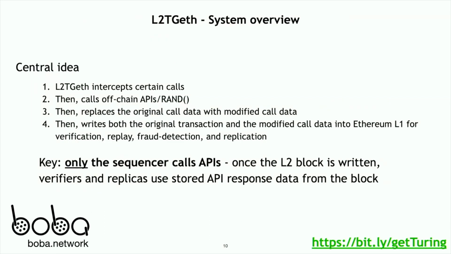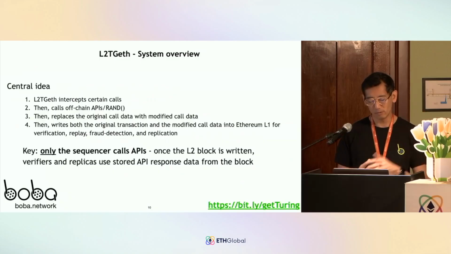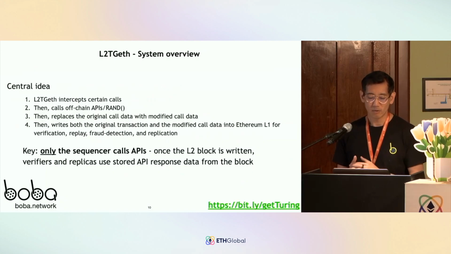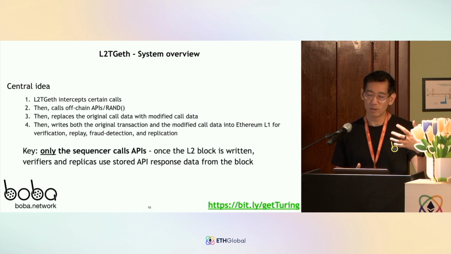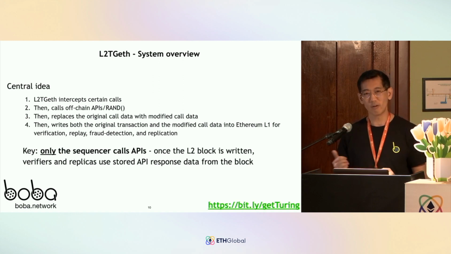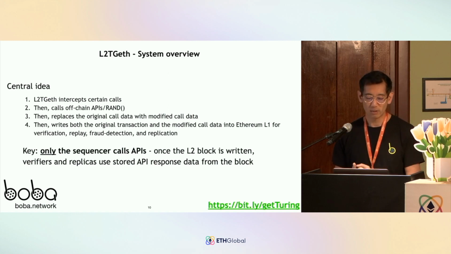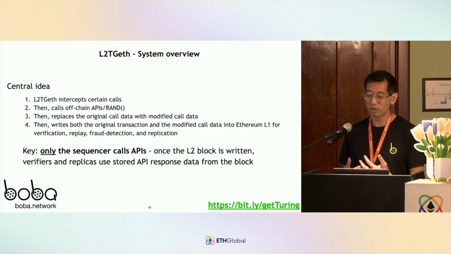Now, how does it work? Let's look behind the scenes a little bit. Our L2T Geth is the one that actually makes the external API call on behalf of your smart contract. It will intercept certain calls that have Turing calls embedded in them, and then call the off-chain API or RAND to generate a random number. And when the results come back, our Geth would replace the original call data with modified call data that includes the responses that come back from the off-chain call.